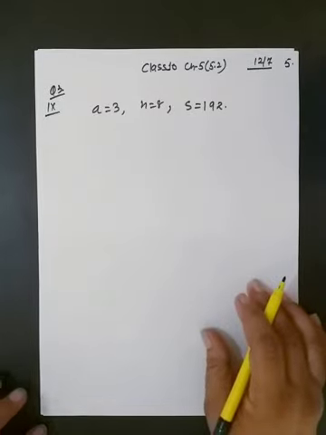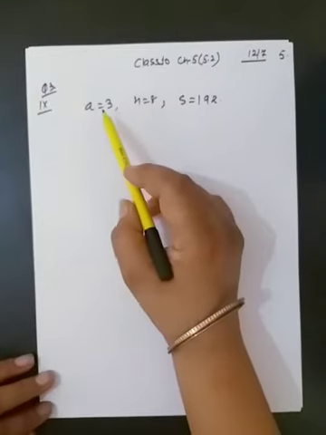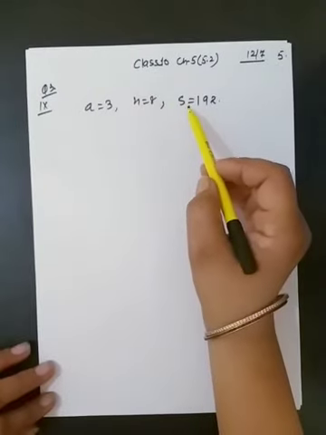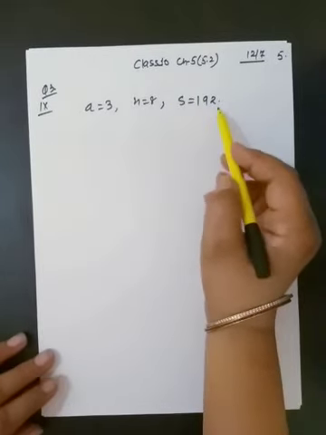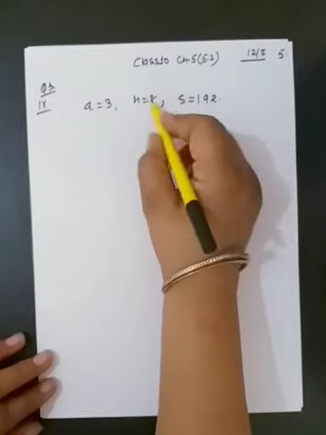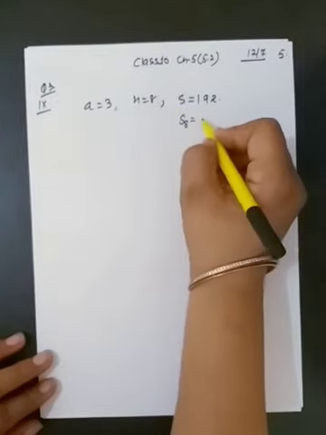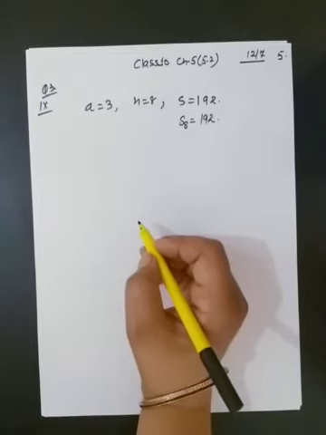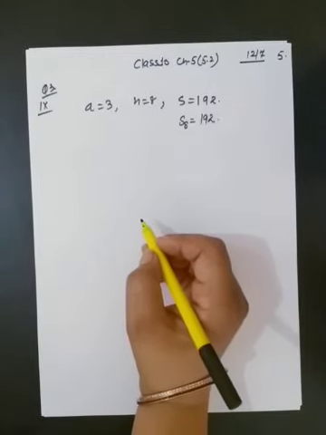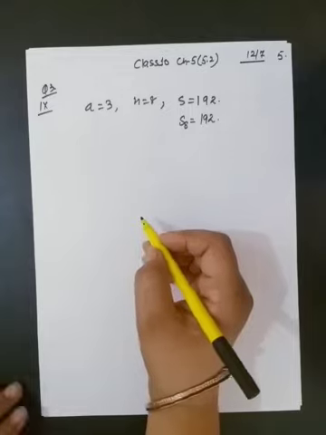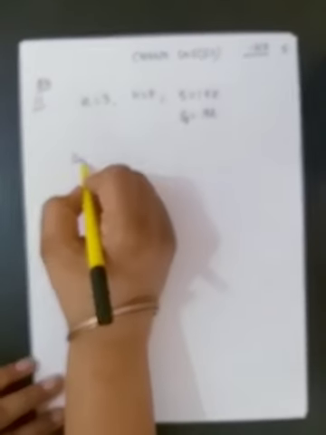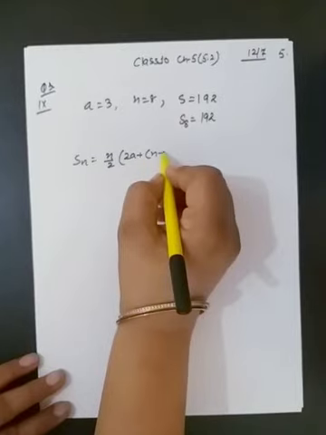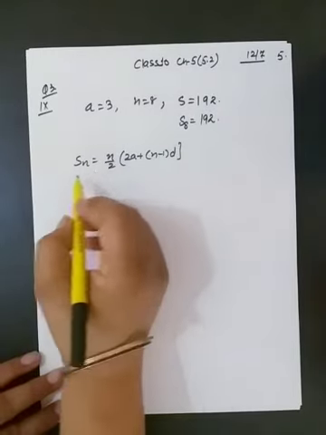Part number 9 of question 3. Here a is 3, meaning the first term is 3. n is 8 and the sum is 192. This sum is of 8 terms because n is 8. So we can write S8 is equal to 192. Now writing the formula for Sn. Sn is n by 2 into 2a plus n minus 1 into d.